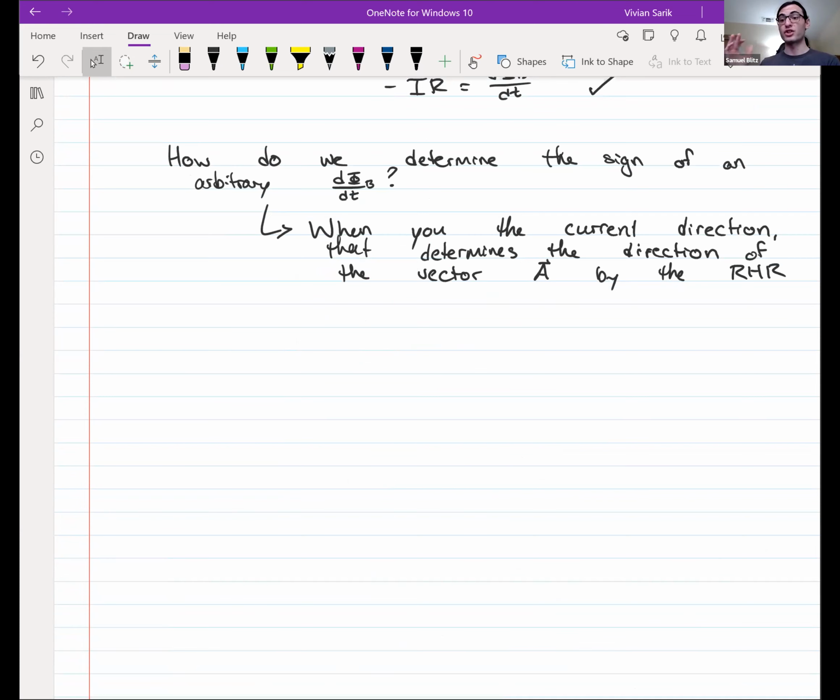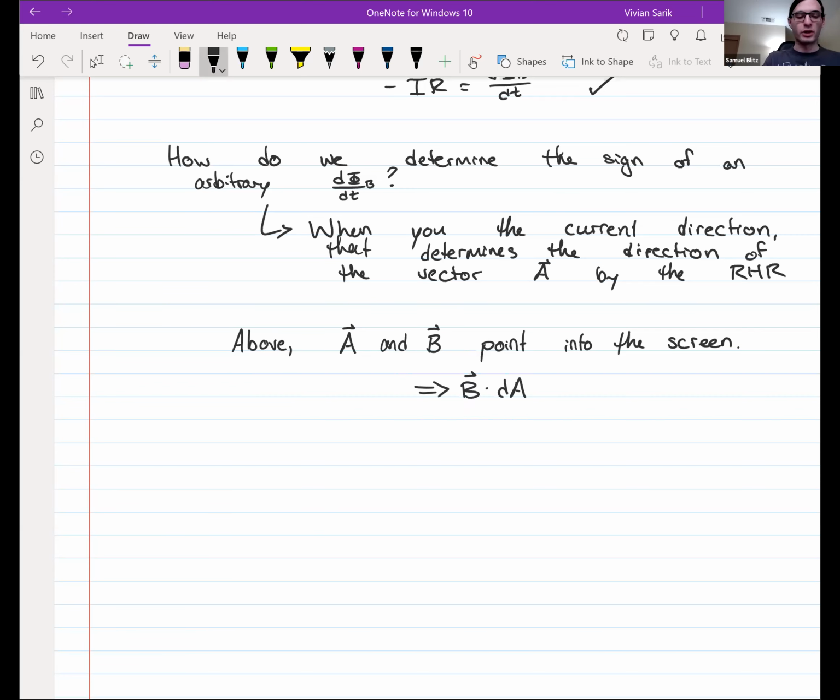So there is a formal way to determine the area vector of a loop. You have to choose which direction is positive when you go around the loop. That will tell you what direction is out of the loop using the right-hand rule. So in the case above, we found that the area vector and the magnetic field point into the screen. And so what we can establish from there is that the magnetic field dotted into the small area component is greater than 0. And that's just because A and dA point in the same direction for simple surfaces like this.